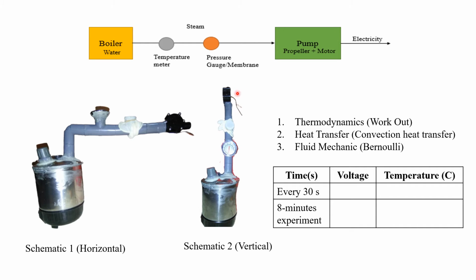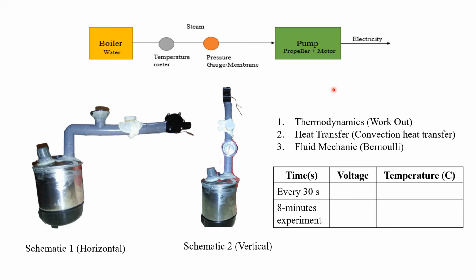And this experiment will be done twice. The first experiment is for the schematic one, which is the horizontal, and the second experiment is for the vertical. During this experiment, we change some variables. In this case, it is the length of the pipe and its positions, in the hope that we can analyze some basic theory of these three different courses.